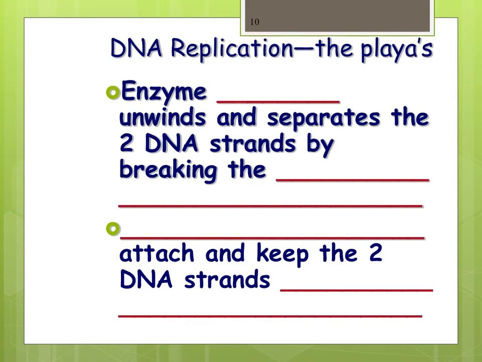The first enzyme we have to talk about is the one that unwinds and separates the two DNA strands. Its name is DNA helicase, or simply helicase. It ends in what? Ase, so you know it's an enzyme. What is it going to do? It's going to unwind the helix and separate the two strands of DNA. It's going to have to break the bonds holding them together. Are those strong, or weak? It breaks the weak hydrogen bonds between the nitrogen bases.